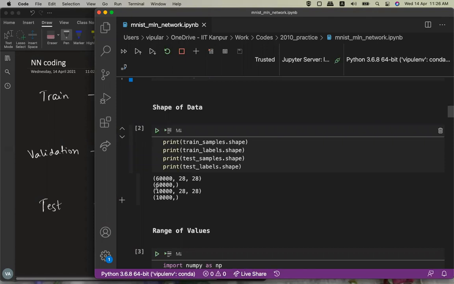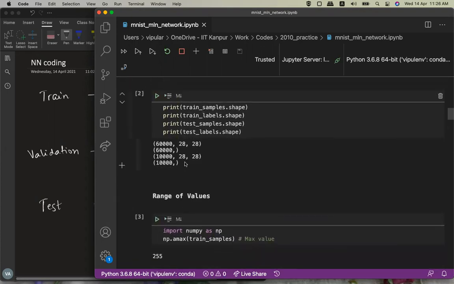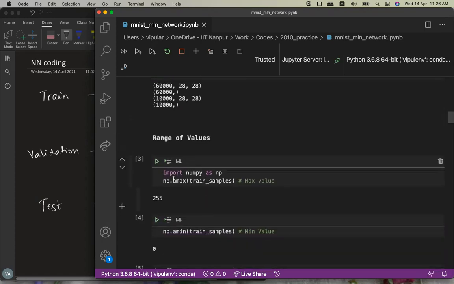And then the labels are 60,000 cross 1 because only a single label is there: 0, 1, 2, 3, up to 9. That's it. You can also print these values and see what exactly these values are.